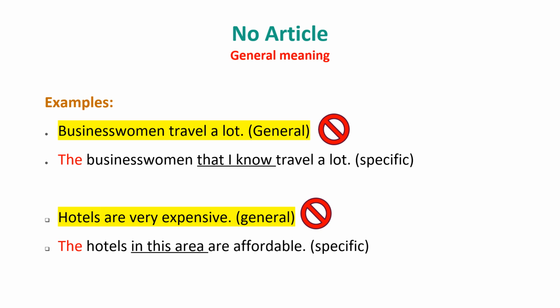The next example is hotels are very expensive. In this example, we are talking about hotels in general. The hotels in this area are affordable. Here, we are talking about specific hotels.